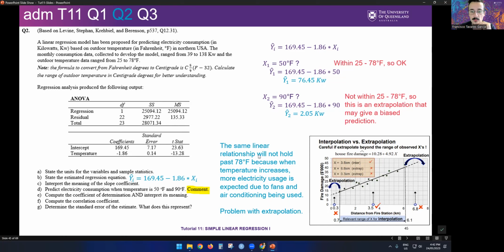So the sample linear relationship will not hold past 78 Fahrenheit, because when temperature increases, more electricity use is expected due to fans and air conditioning being used. The problem with extrapolation. All right. So that's the issue here for D.